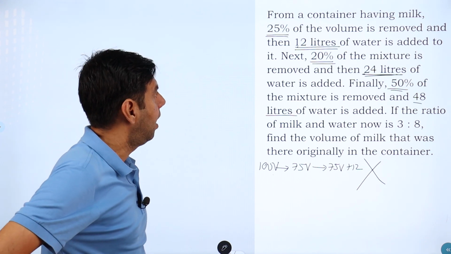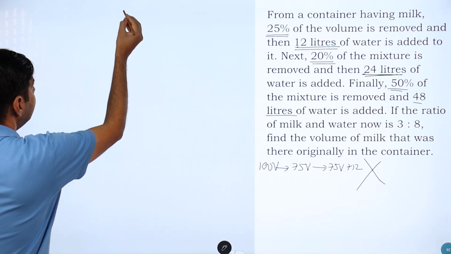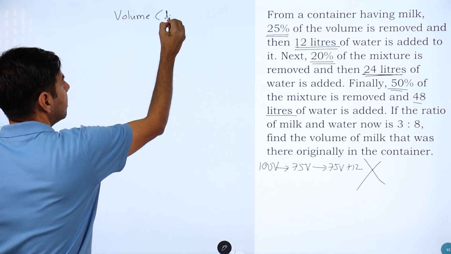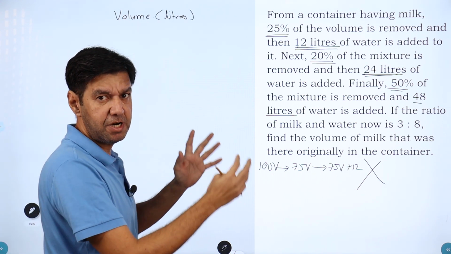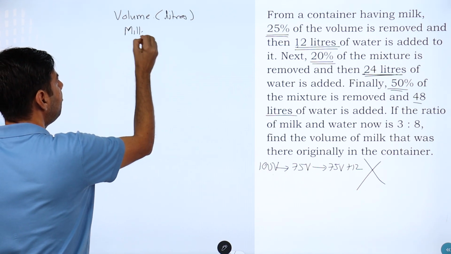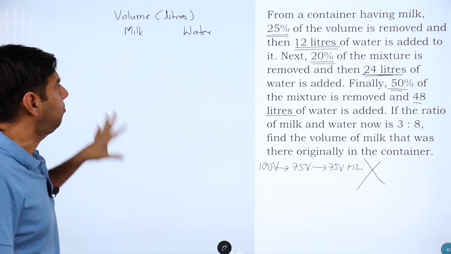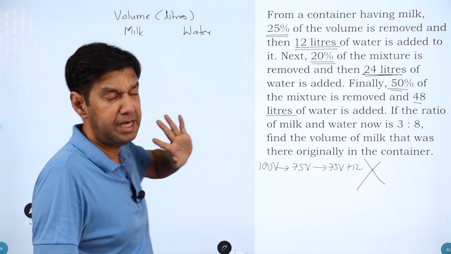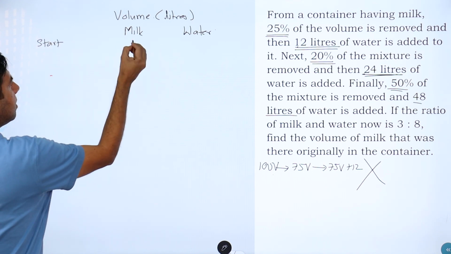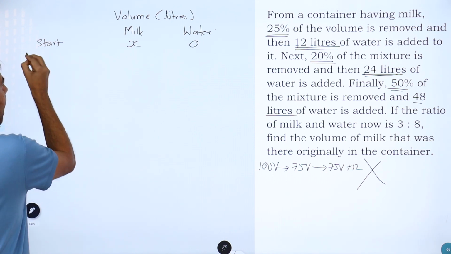So then how do I handle it? This time, we suggest that you work directly on the volume, that is on liters, and of what? Not of total. Just work directly on milk and on water. Now, how do I realize which one? Do this example and then see why this was easy and why the total need not have been brought in. So, at start, I do not know the milk. In fact, that is what I want to find. So that's an X, and water is 0 liters. This is my start.